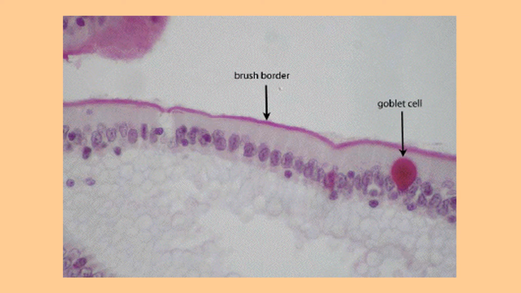This is what the brush border looks like through a light microscope. So those are simple columnar epithelial cells, and they have microvilli, and collectively they create this fuzzy looking border, which is why it's called the brush border. Embedded in that brush border are many different enzymes. They're part of the plasma membrane here.